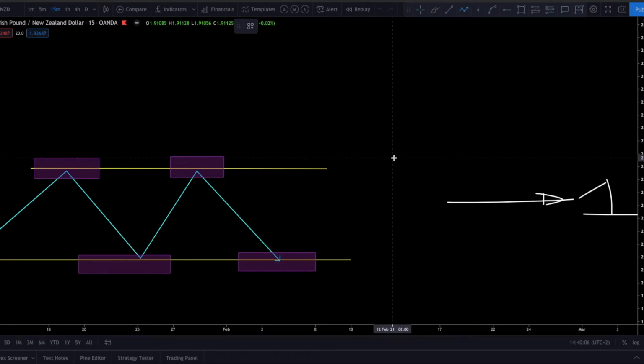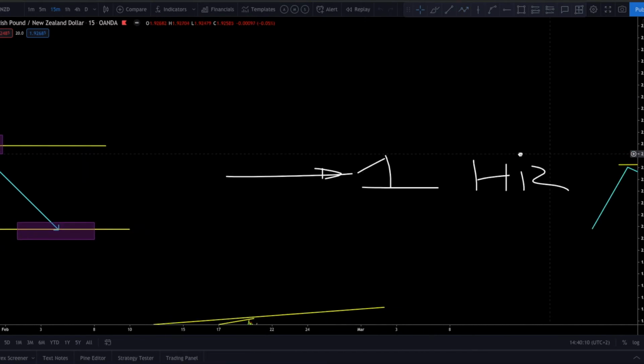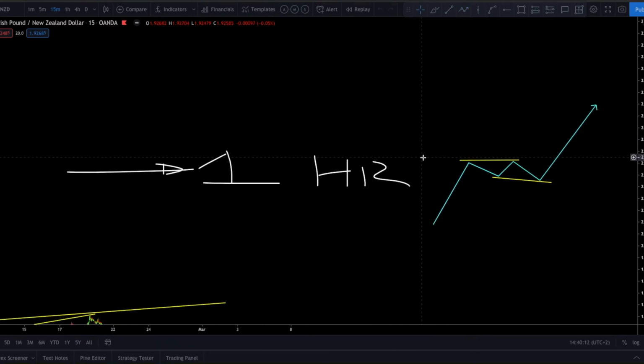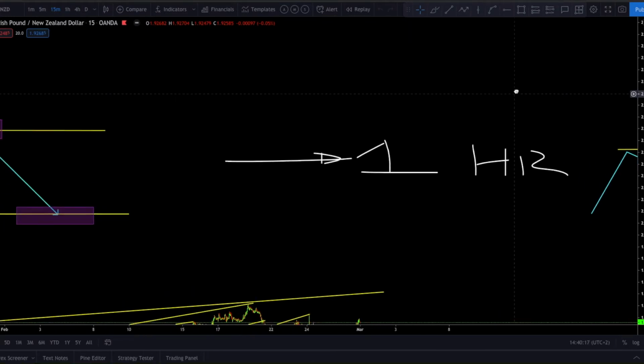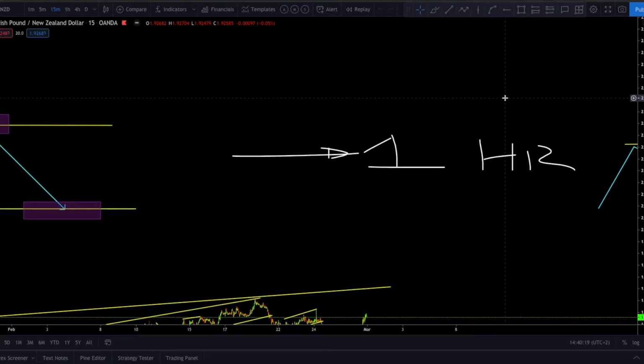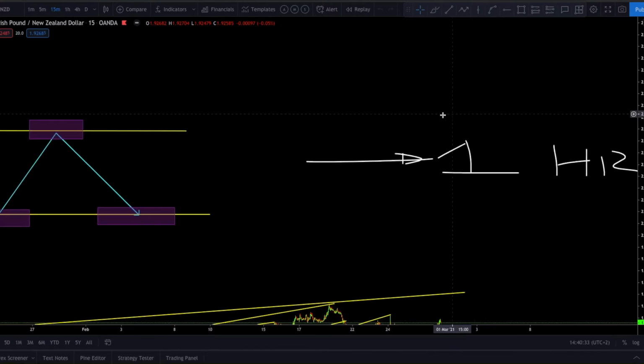Before you get a 1 hour impulsive move and a correction, you will have to first get a 1 hour impulsive move, and then you get the correction, and then after this you get the 5 minute impulsive move, and then you get the correction, then you get the 15 minute impulsive move, and then you get the 15-minute correction. So that's how it goes, step by step.